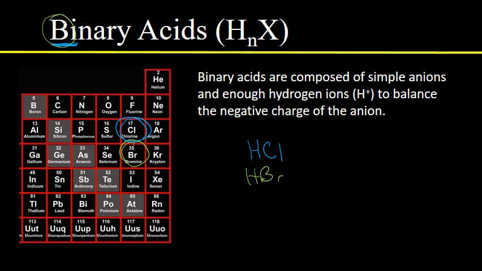So for example, you can also have a binary acid with sulfur, and because sulfur is two steps away from argon, when it forms an anion, it forms a 2 minus anion, and so in order to neutralize that 2 minus charge, you need two hydrogens. So the binary acid with sulfur would be H2S, which is hydrogen sulfide. All right, let's look at naming these, because there's a little bit of a trick to binary acids.